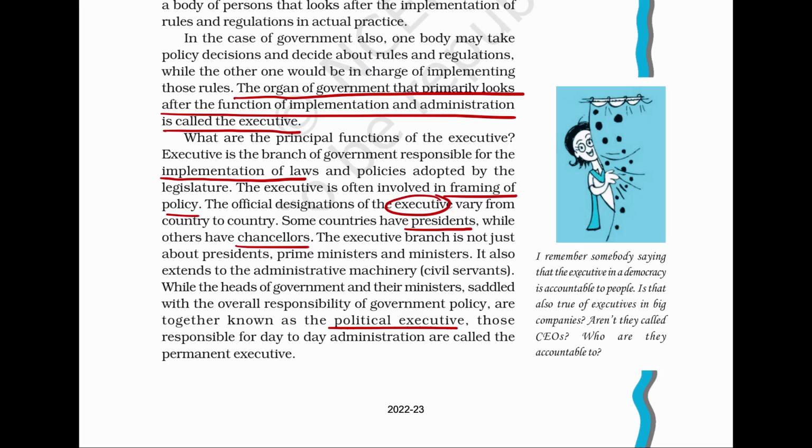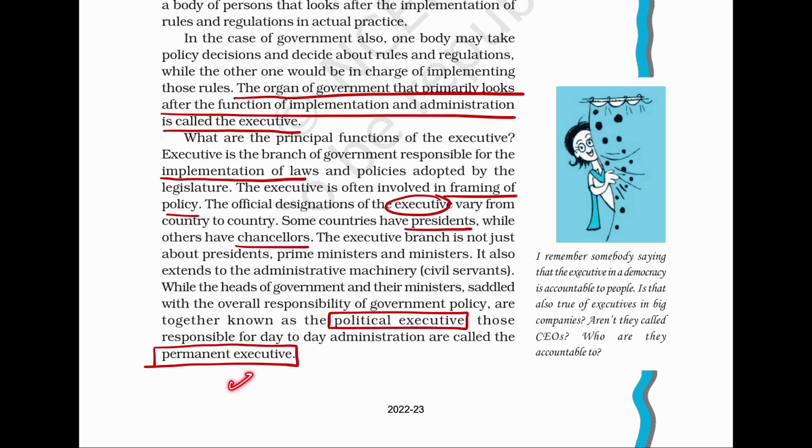When you get this idea of executive, you will come across two ideas. One is your political executive, another is your permanent executive. When you say political executive, it means the head of the government, the ministers who will be taking charge of everything. And the ones who are taking charge of the day-to-day administration, the bureaucrats, the civil servants, are called the permanent executive. Why do we call them the permanent executive?